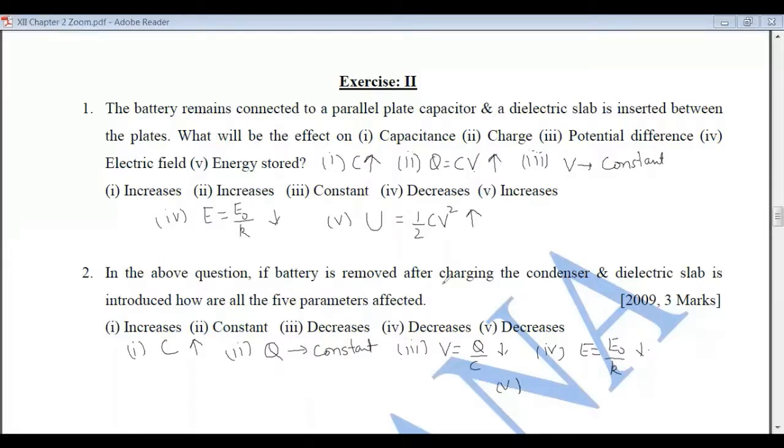Now the fifth point, energy stored. Which expression can we use? Q is constant, so in terms of Q square upon 2C. As Q remains constant and C increases, the energy decreases.